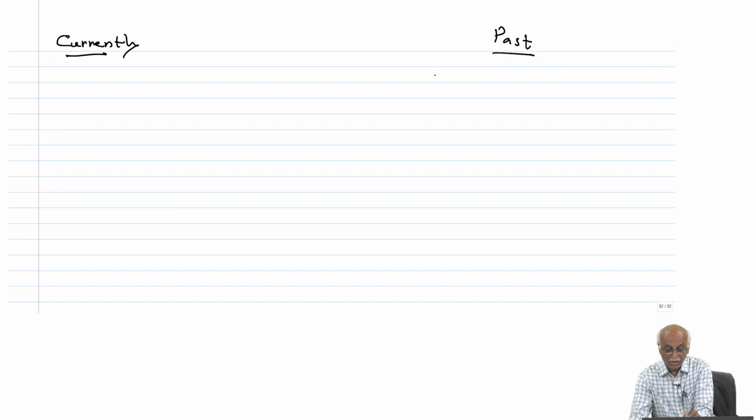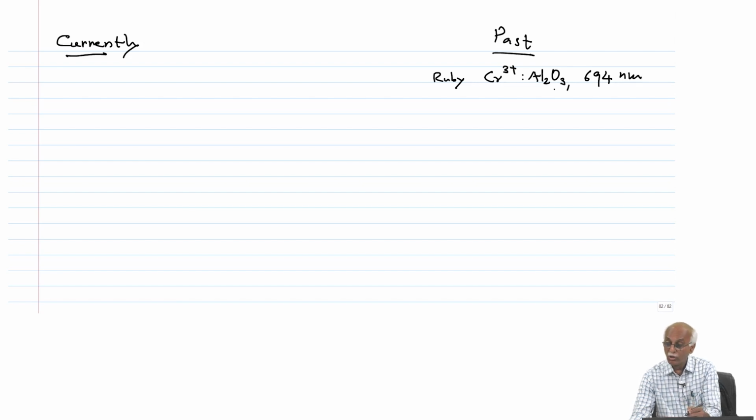So, in the past, the ruby laser was used. Ruby laser means chromium doped sapphire with a wavelength of around 694 nanometer, red color. It was useful for some biophotonics applications, particularly for some spectroscopic measurements. But today, most of this laser is not being used.